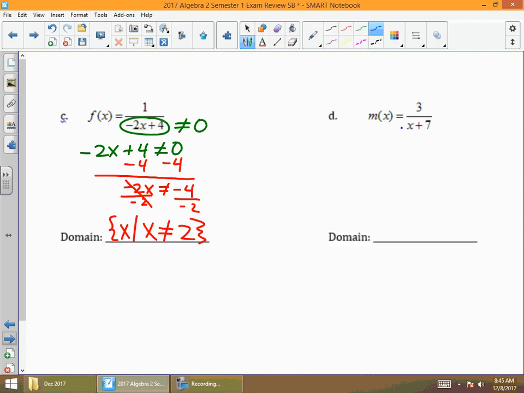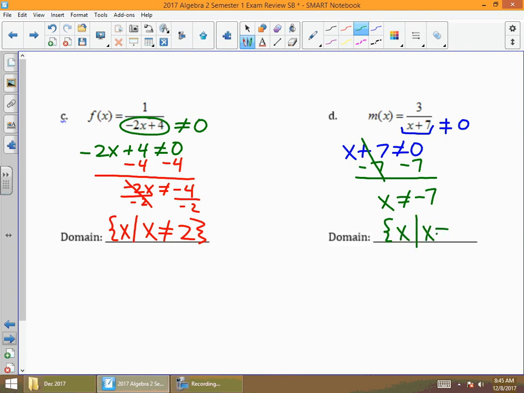And same thing for d. Again, it doesn't matter what's in the numerator. Right? We're going to take whatever is in the denominator, set it not equal to 0, solve for x. So our domain here would be everything such that x cannot equal negative 7.